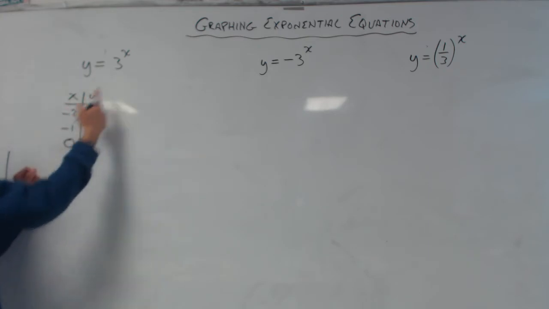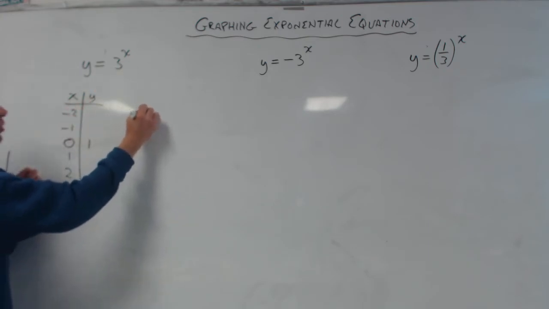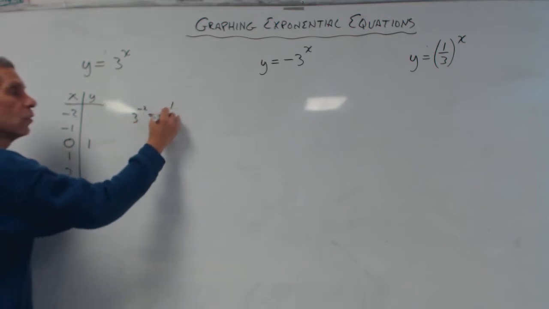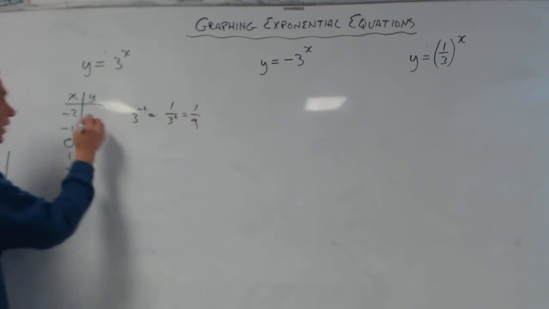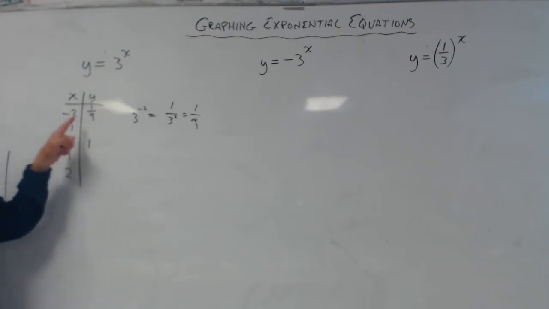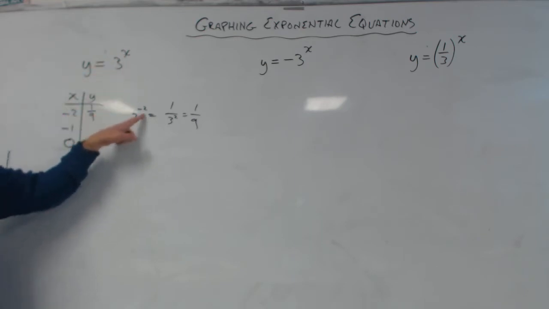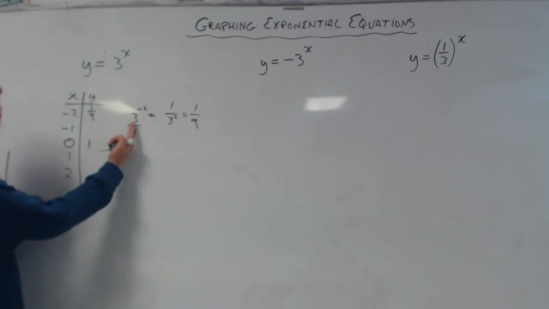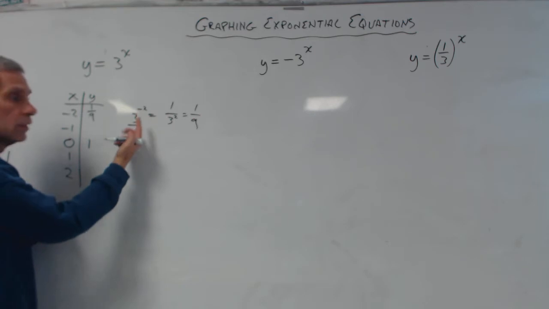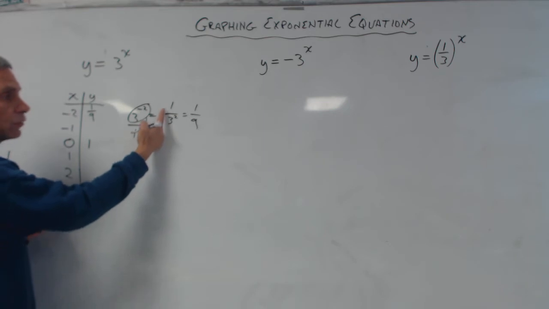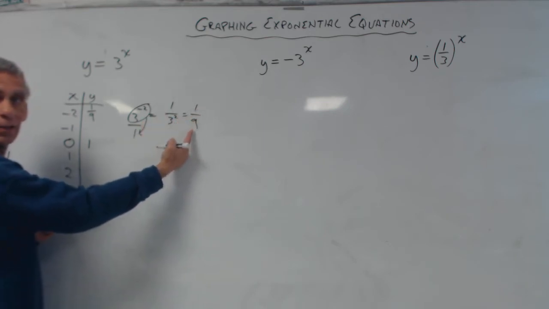When x is negative 2, 3 to the negative 2. How do I write that without a negative exponent? 1 over 3 squared, which is 1/9. So I'm going to put 1/9 here. Does that make sense? Think about it. When x is negative 2, it's 3 to the negative 2. The base is 3. The exponent is negative 2. So that's got to go downstairs. I keep a 1 upstairs, right? And now it's 1 over 3 squared, which is equal to 1/9, right?